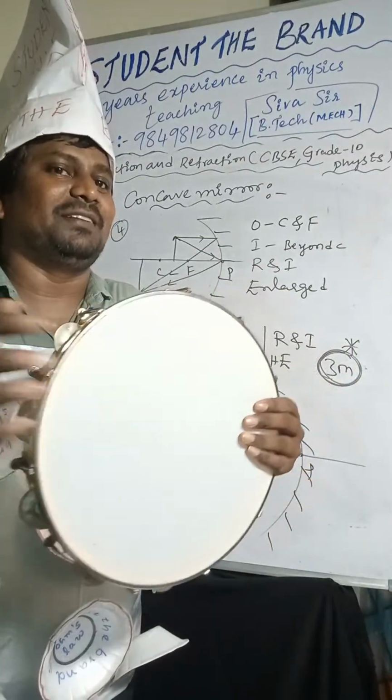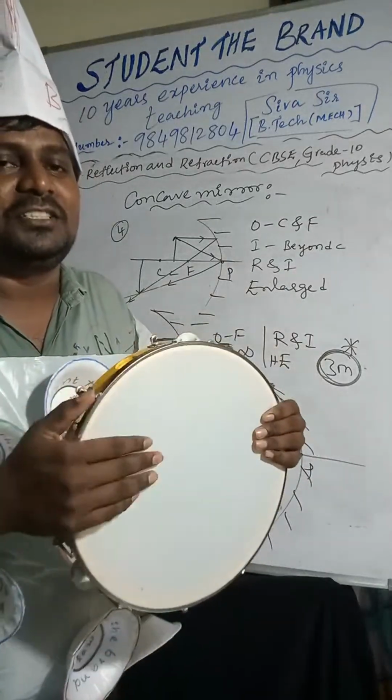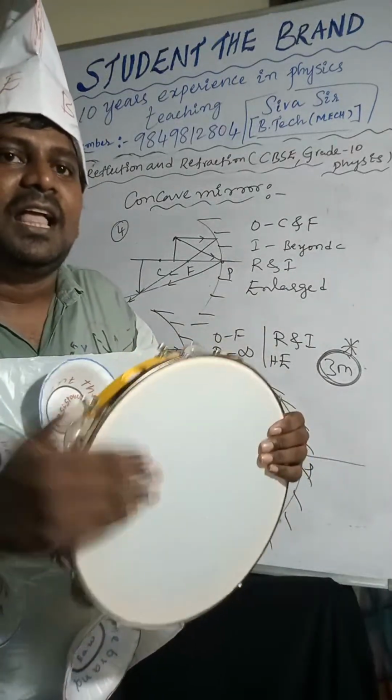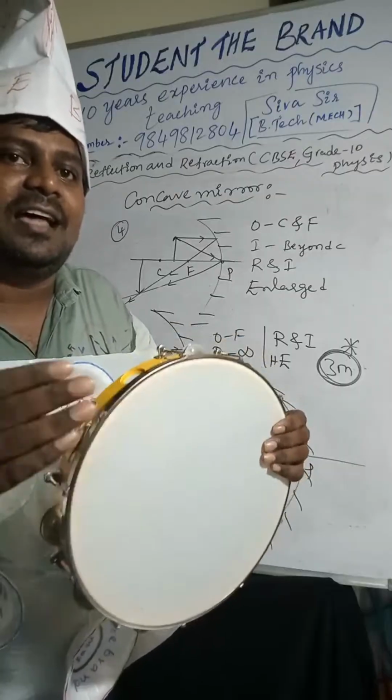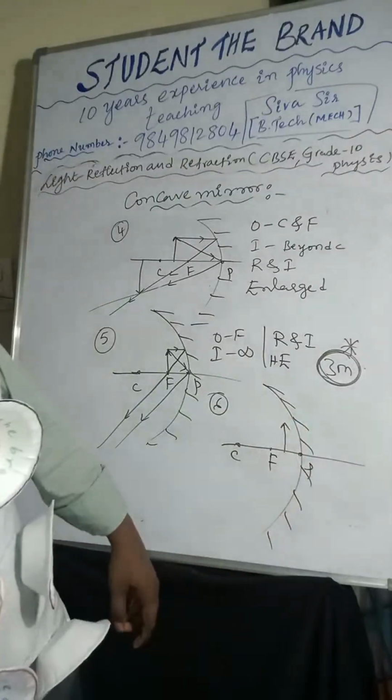Object is placed between F and P. Image will form behind the mirror. Nature of the image: virtual, erect, and enlarged. Very important.